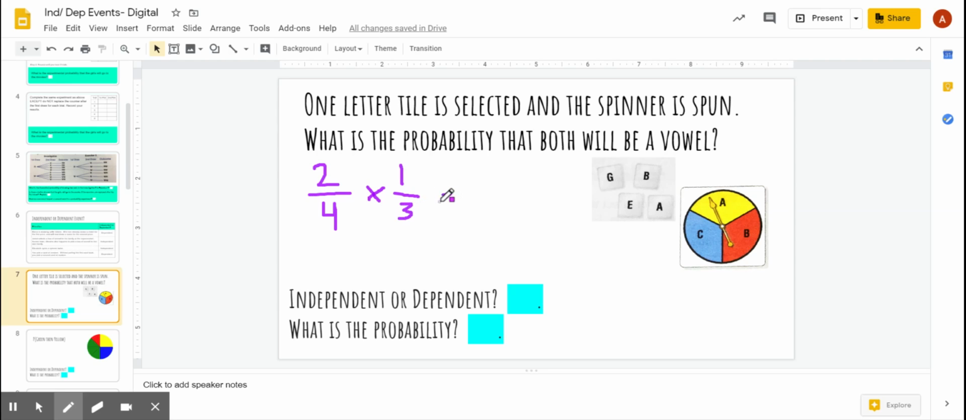You can just go ahead and multiply this and then simplify at the end, or if you want to simplify now, you're welcome to.